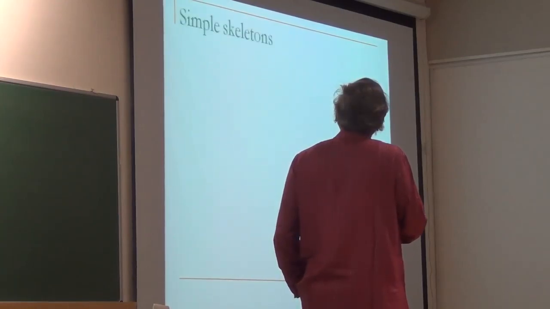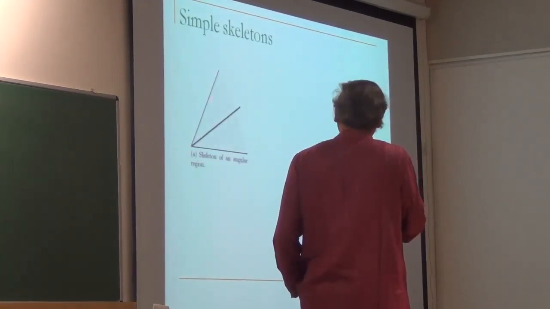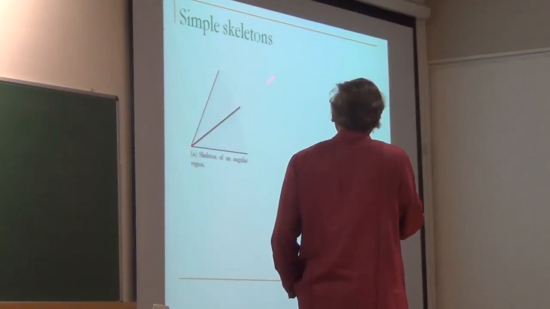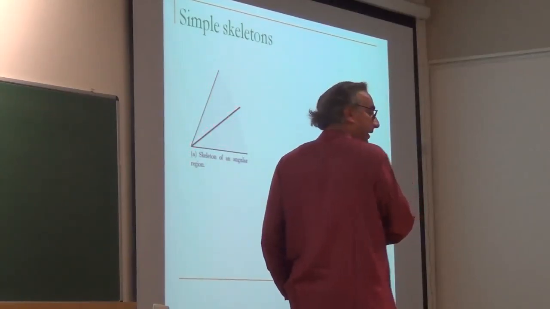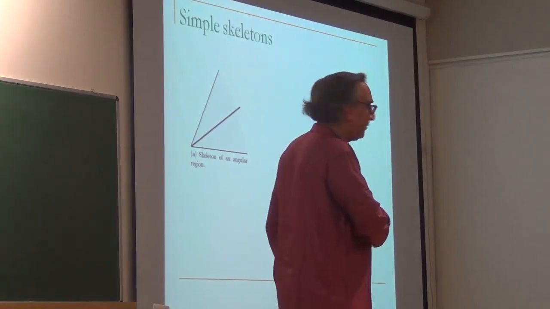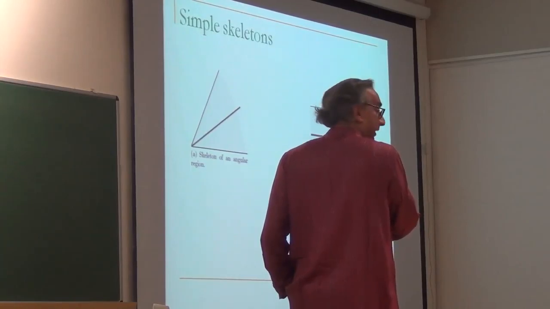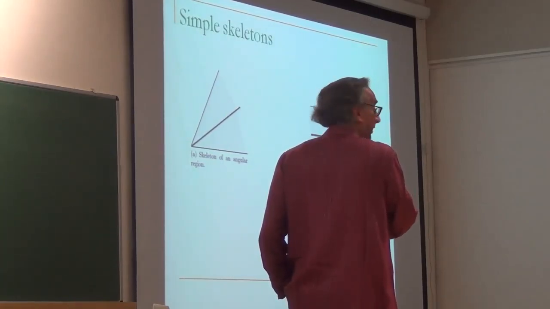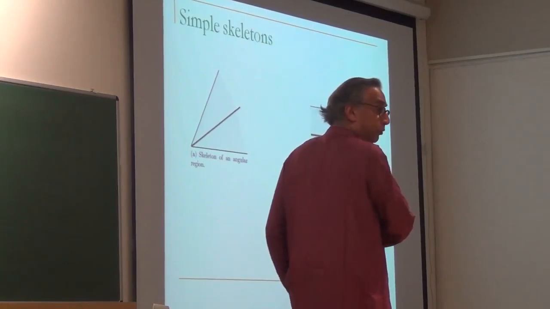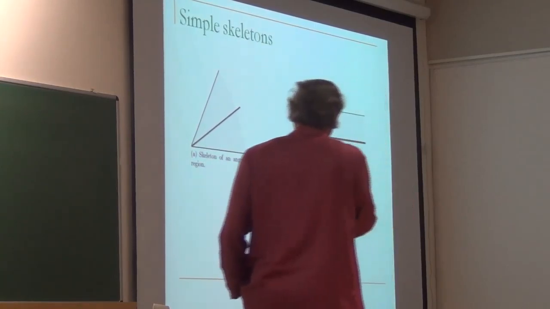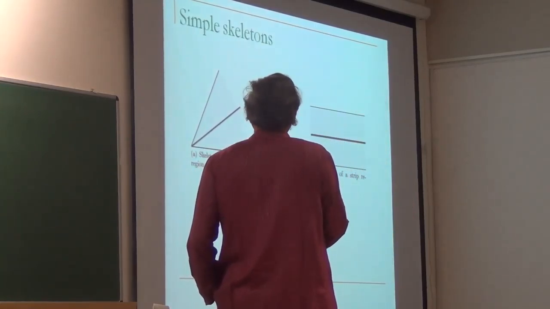Some simple skeletons: for example, if the shape is very simple, like a triangle, the skeleton is exactly what you think it is. It's the bisector of that particular angle. The skeleton of a horizontal strip is just a line in the middle, because it satisfies those properties: you can put a circle and it touches the boundary in two points. At least in these cases, it's exactly two points.